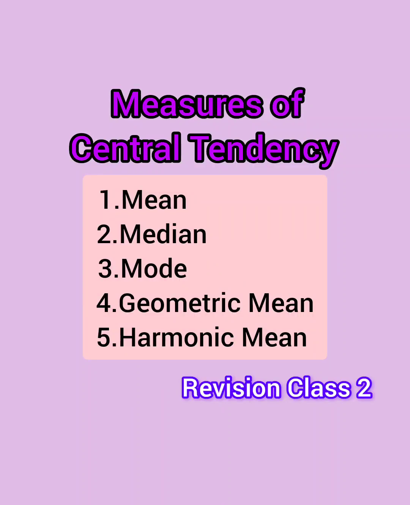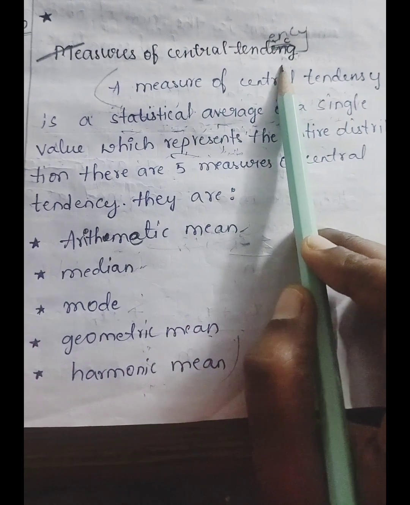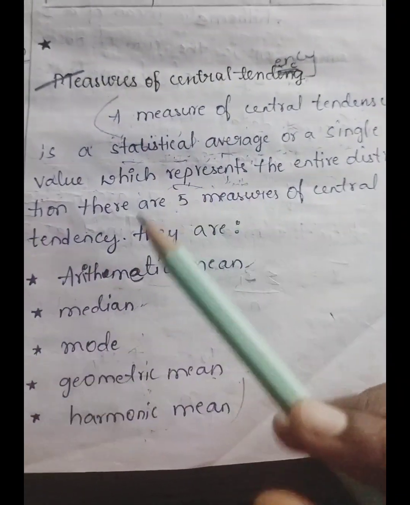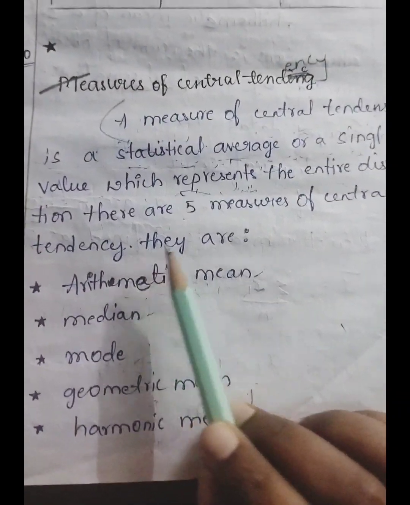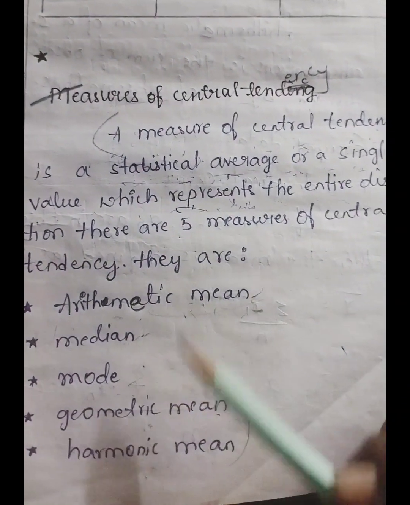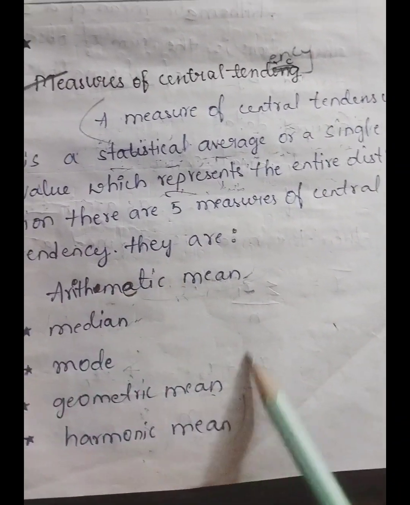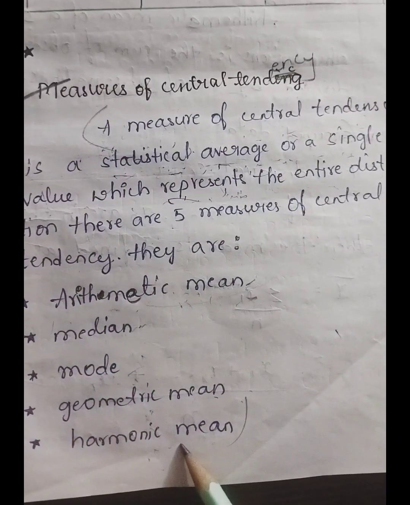In this video we are going to see measures of central tendency, which is a very important answer. Measures of central tendency is nothing but a statistical average which represents the entire distribution. We have five measures of central tendency: first one, arithmetic mean, median, mode, geometric mean and harmonic mean. These are the five measures of central tendency we are having.